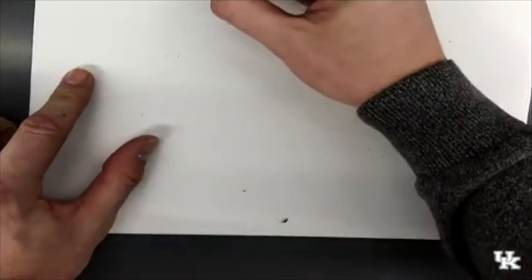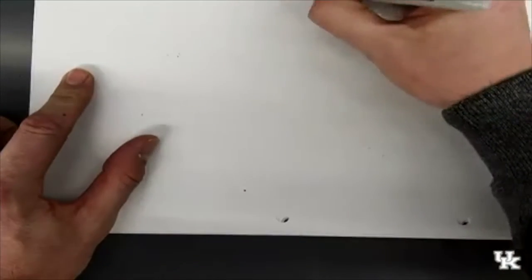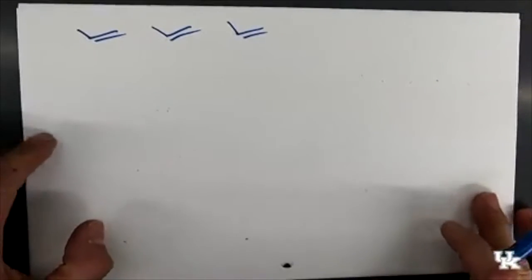And the bond line structures. Here's a double bond, here's a double bond, and here's a double bond, okay? Three double bonds. All right.